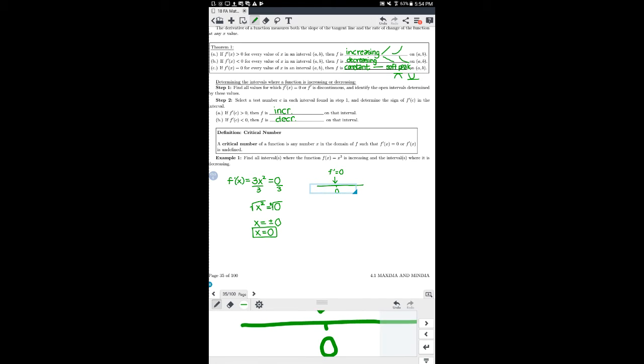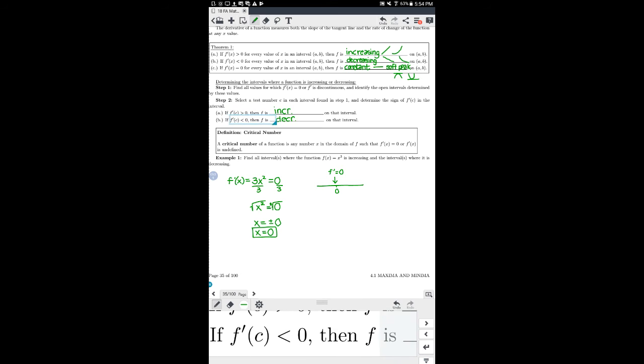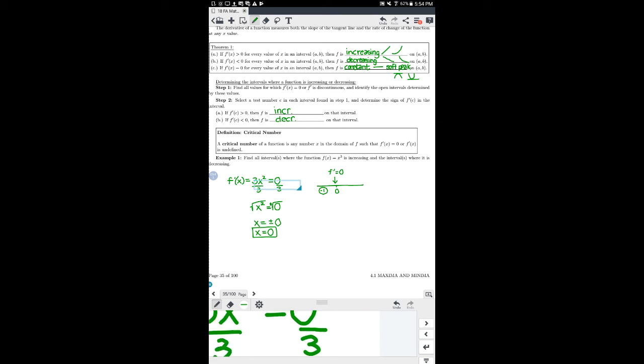And I'm going to test numbers to the left and to the right to see if the derivative is positive or negative. That'll tell me whether the original function was increasing or decreasing. So I'm going to test a number to the left of 0. Maybe I'll plug in -1. I'm going to circle it. It's a random test value that I made up. And we're going to plug it into our derivative. Every time you always plug into a derivative on your sign chart.